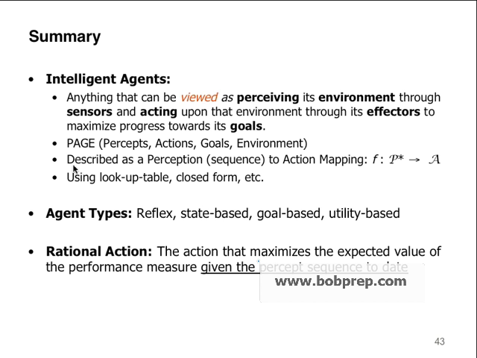And we can use a lookup table or a closed form or some sort of an algorithmic approach to deciding how the agents are going to work with each other, which is our underlying algorithm that we're going to use. And here are our agent types: reflective, state-based, goal-based, utility-based, reactive-based, and reflex-based are pretty much the same. And then we have this concept of the rational agent. That's the action that maximizes the expected value of the performance given the percept sequence to date.